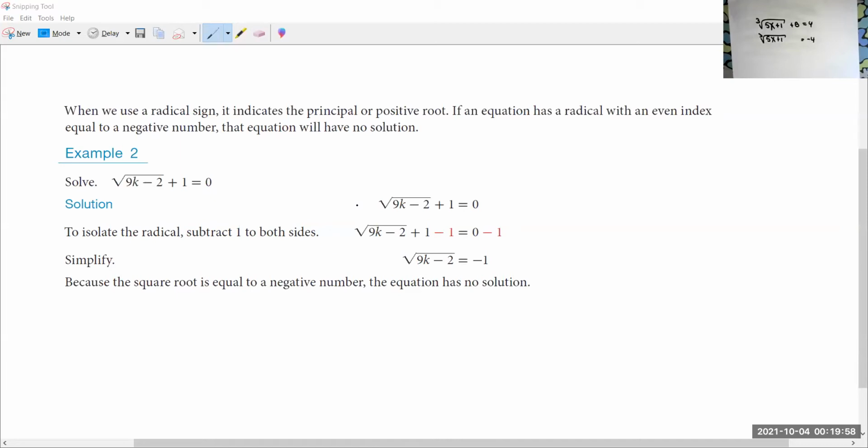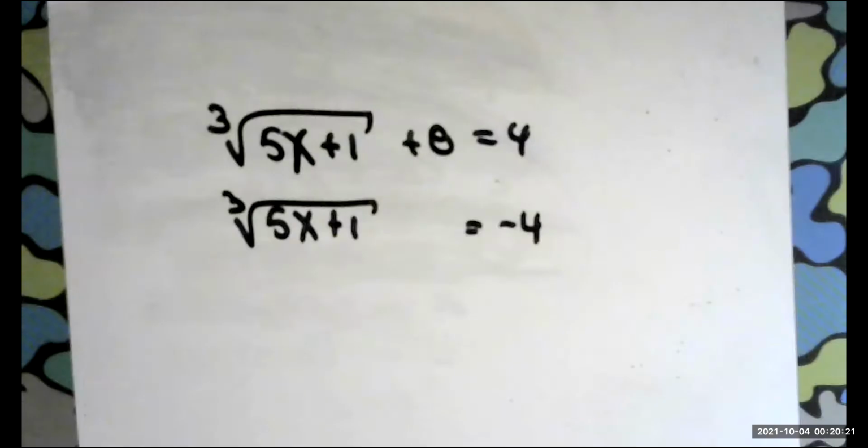Notice that we only care when it's negative on the right-hand side when we are dealing with a radical with an even index. A radical with an even index equal to a negative number. Even index, negative number. In our case, notice that we have an odd index, so that's okay.